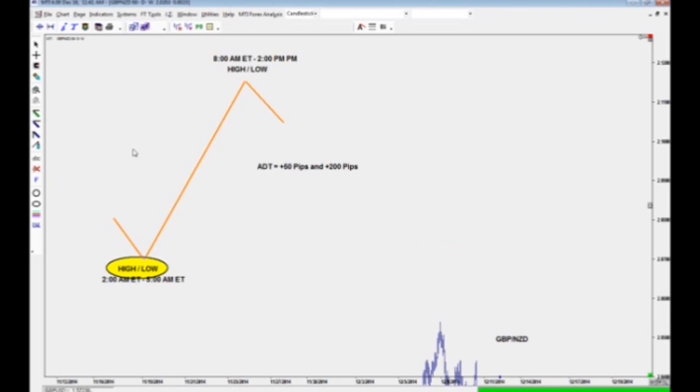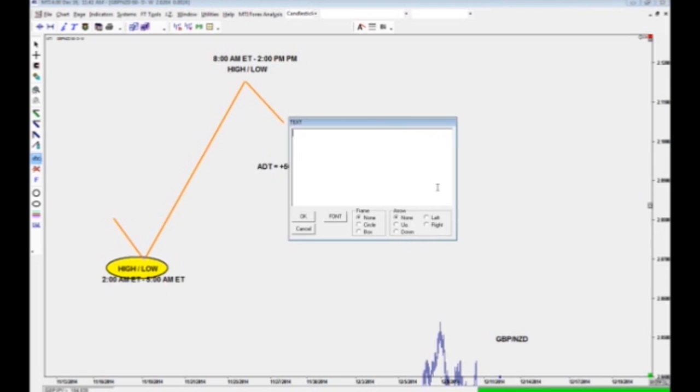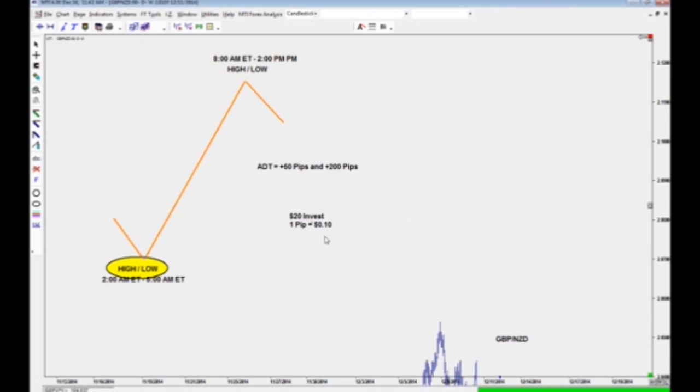So let me go ahead and write that down. If you're taking notes, I want you to jot this down. I'm going to put a $20 investment, and that's going to basically yield you 1 pip. 1 pip will equal roughly 10 cents. So this is trading a micro lot.